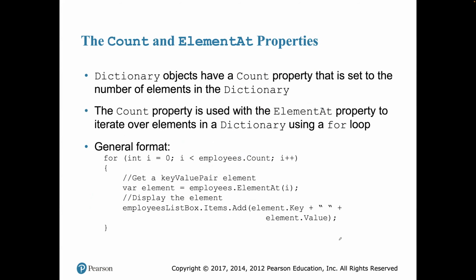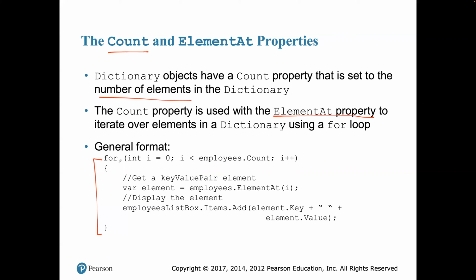So there's another very important property we call Count. Count basically returns the number of elements in the dictionary. And the Element property basically can help you iterate over every element in the dictionary using a for loop. So look at this example. Okay, so you can pause the video, then try to understand this code. Then you can resume the video.